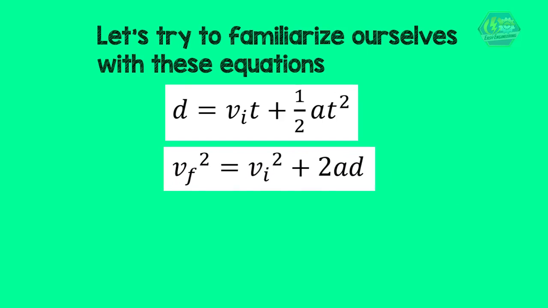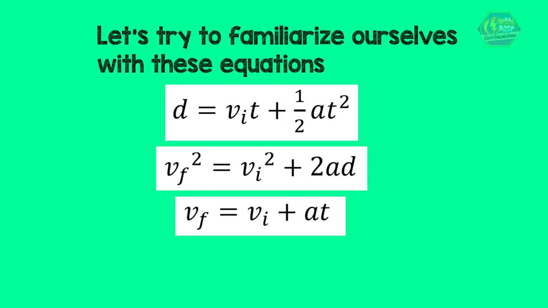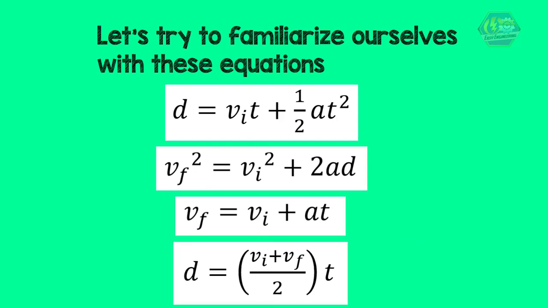In the second equation, the square of the final velocity is equal to the square of the initial velocity plus 2 multiplied by the acceleration times the distance. In the third equation, the final velocity is equal to the initial velocity plus the acceleration times the time. In the fourth equation, the distance is equal to the average velocity, which is the initial velocity plus the final velocity divided by 2, multiplied by time. So, let us try these equations by solving problems.